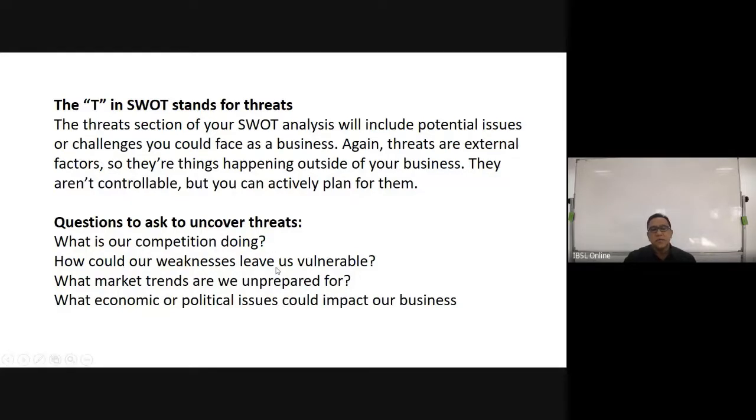How could our weaknesses leave us vulnerable? If we are weak in certain areas, maybe our funding cost is very high, or our knowledge in international banking or trade financing is weak in our bank or in some of our branches, those weaknesses can push us behind the competition. What market trends are we unprepared for? There may be emerging trends like digitalized products, online products. Are we prepared to meet or satisfy those new market trends?